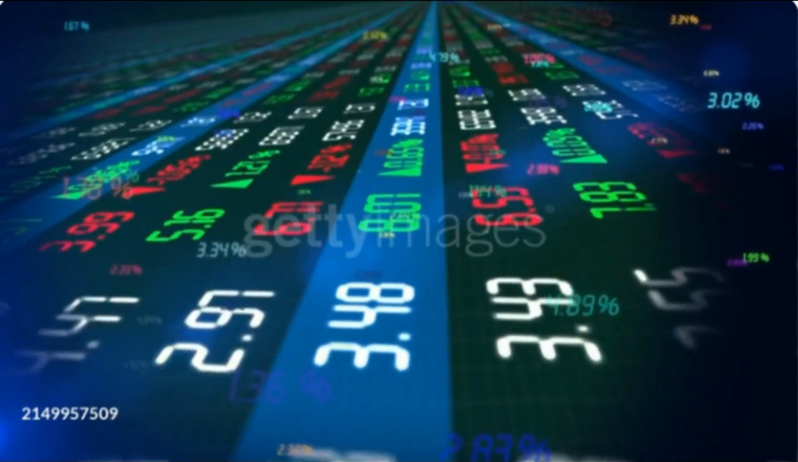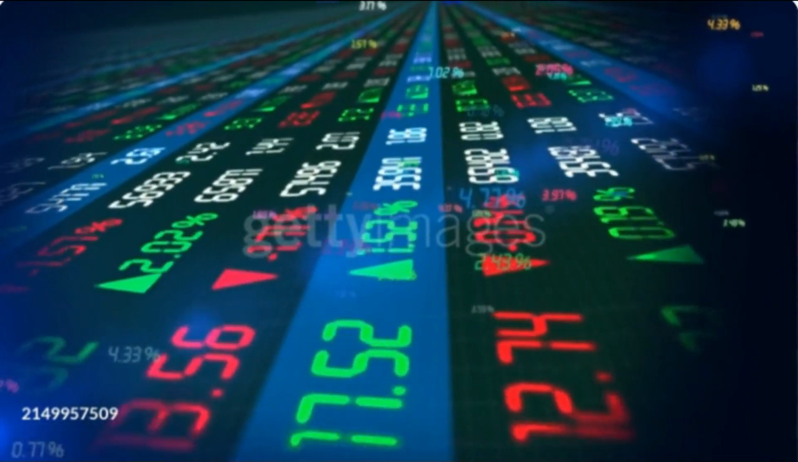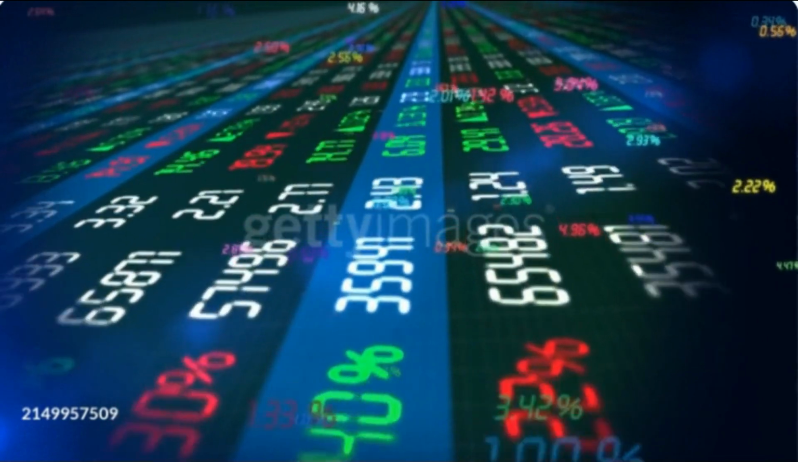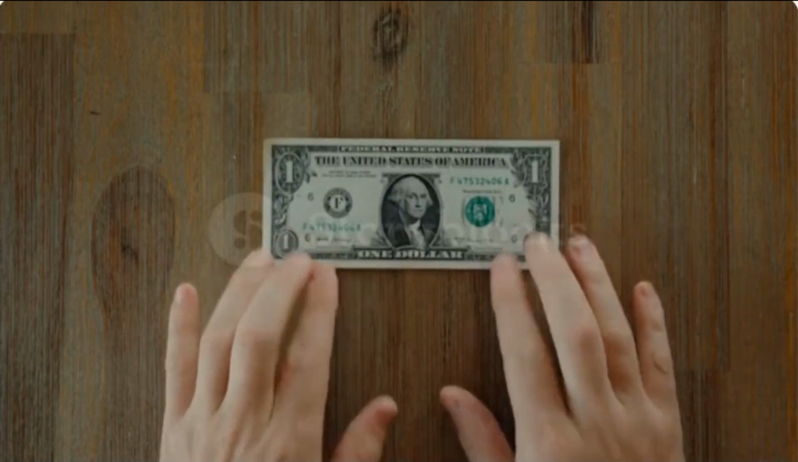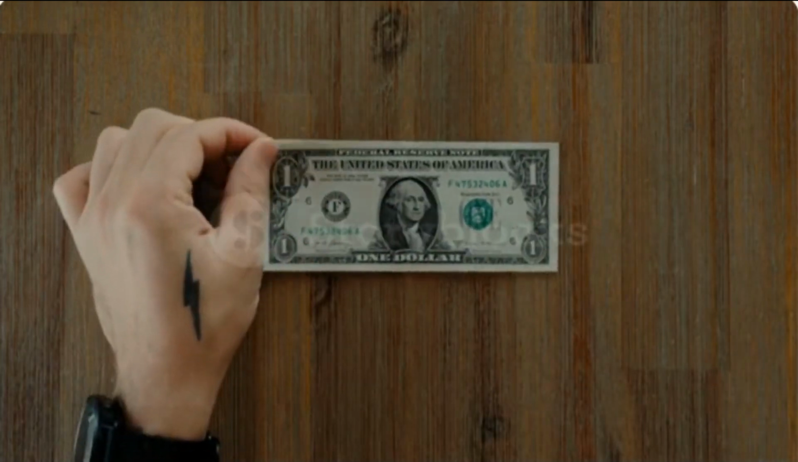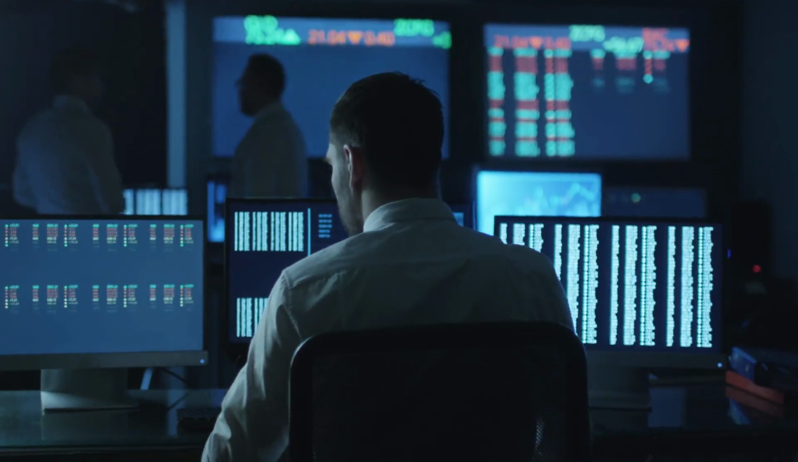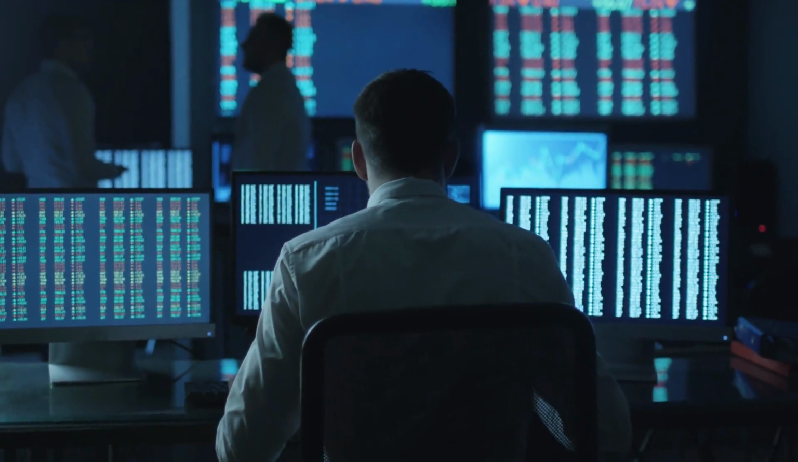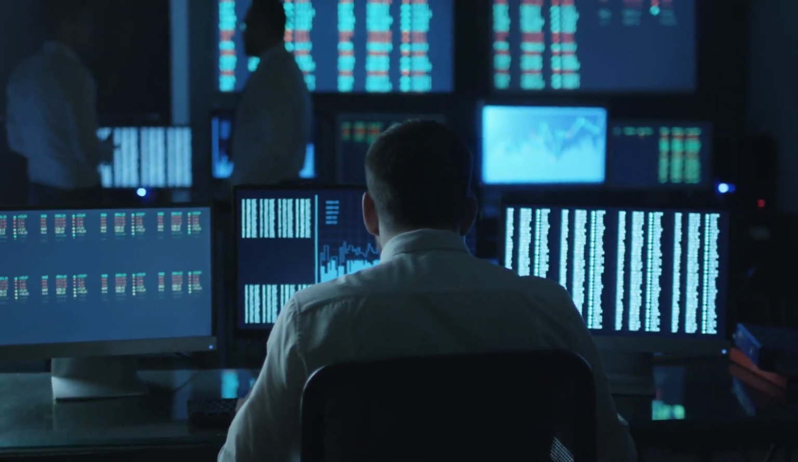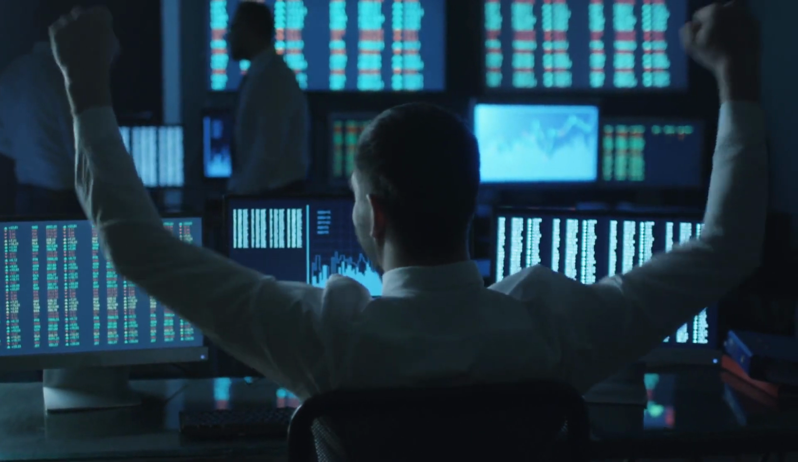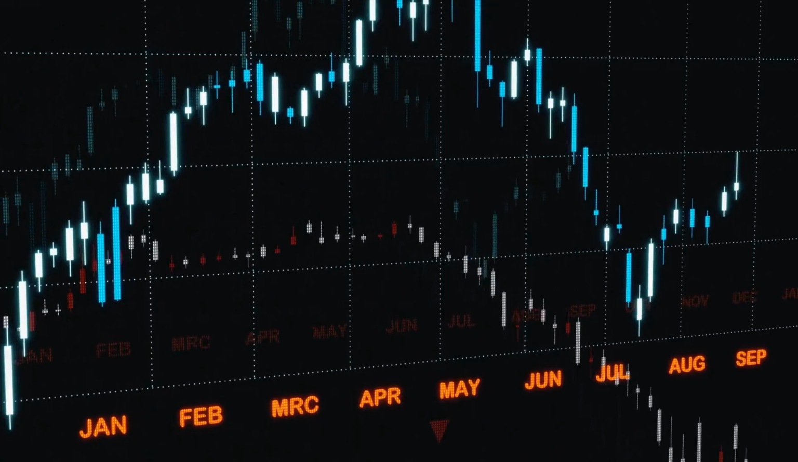Final tips and beginner checklist. Before we wrap up, let me give you a beginner's checklist for using indicators. Start with 1 or 2 indicators, not 10. Master them before adding more. Always backtest any indicator setup on historical charts before risking real money.